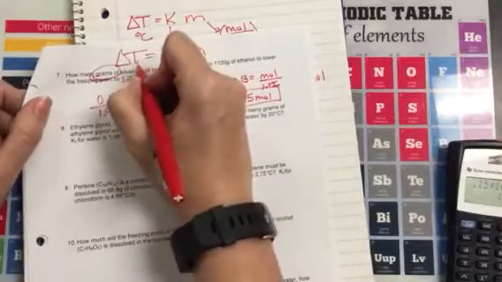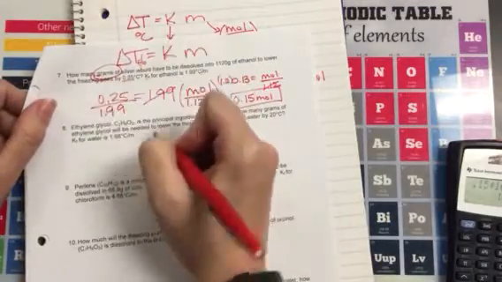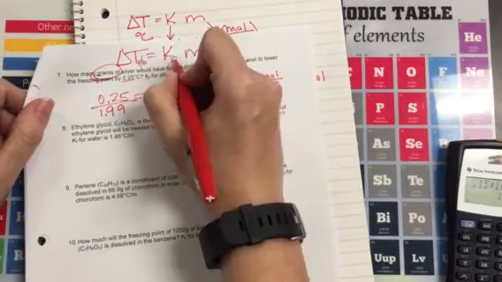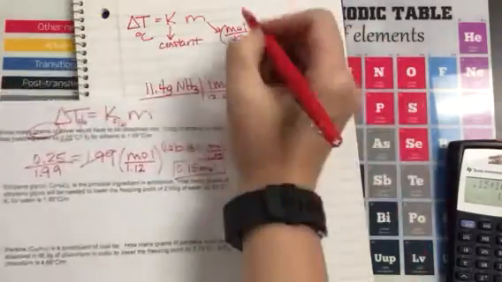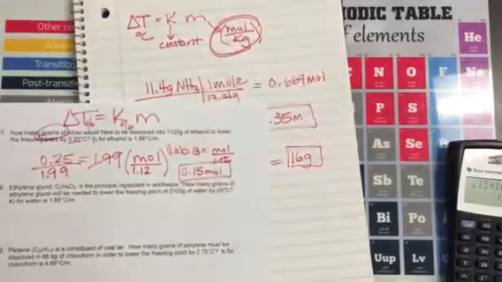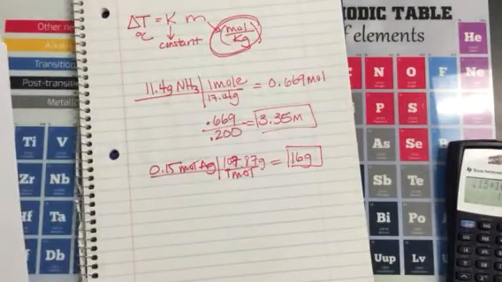Both of the problems are identical. It's delta T, either F or B depending on which one you're doing, equal to your K value, F or B depending on which one you're doing, times your little m. We just need to remember that little m is your moles of solute divided by kilograms of solvent. It's molality.